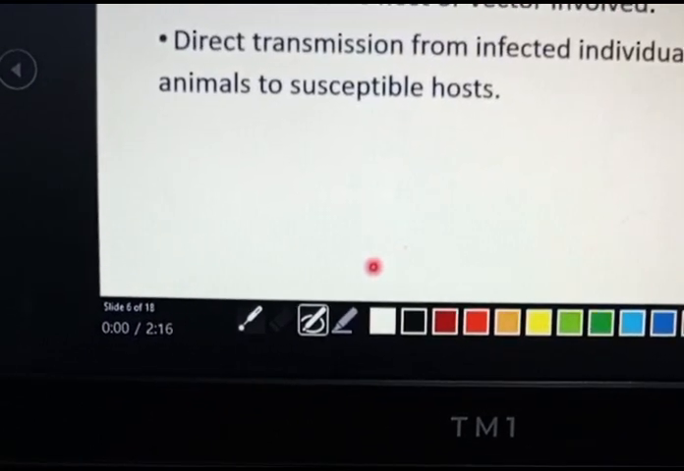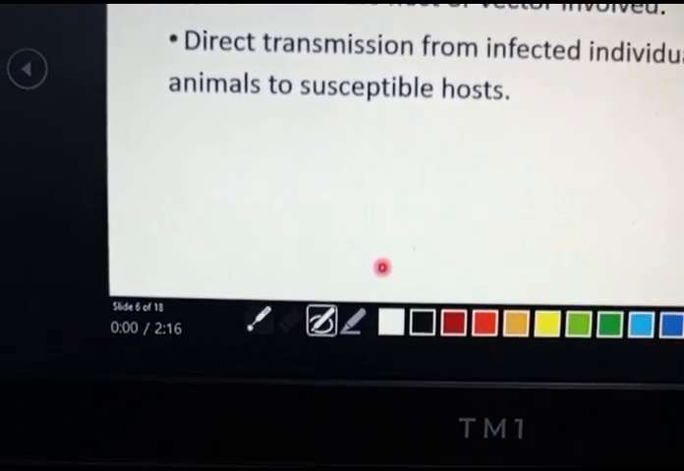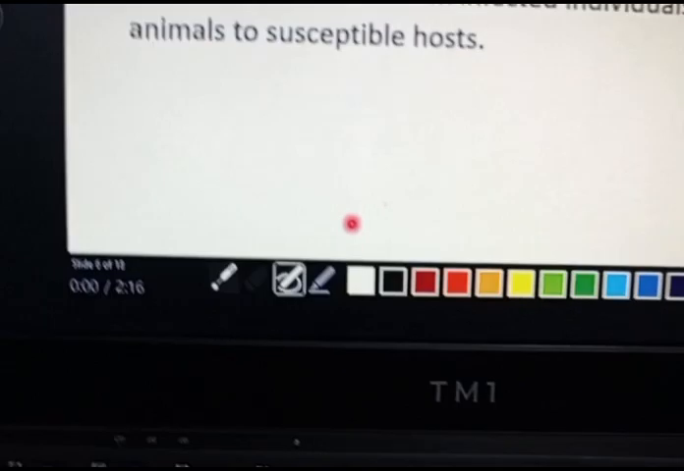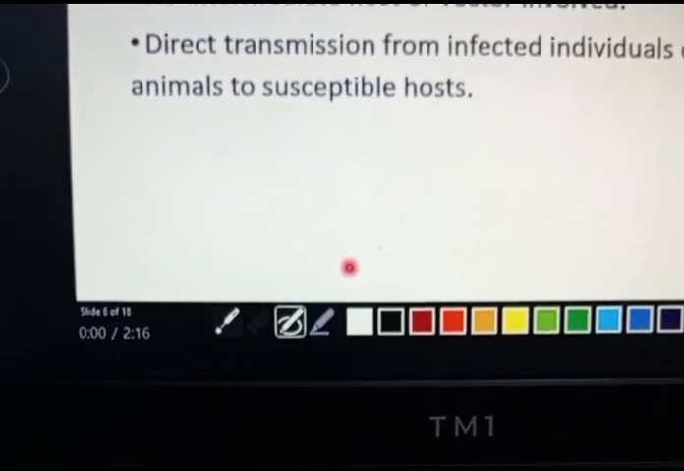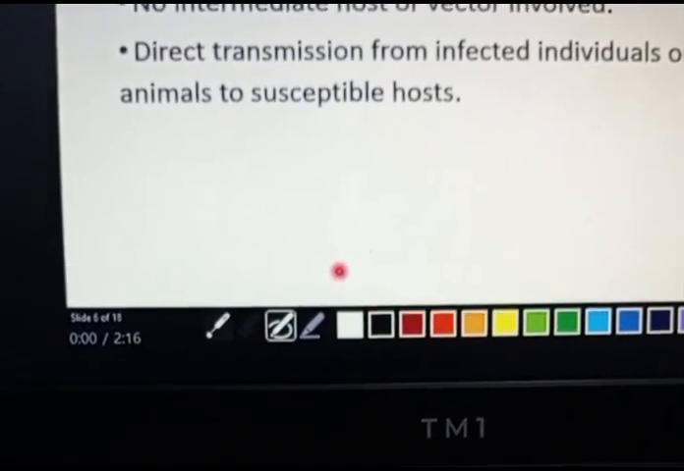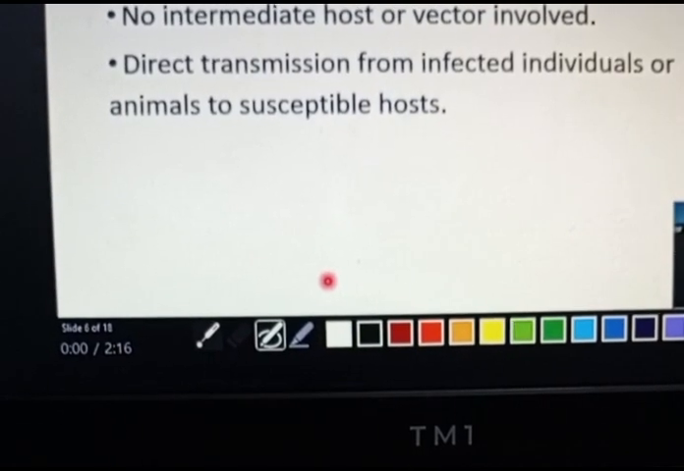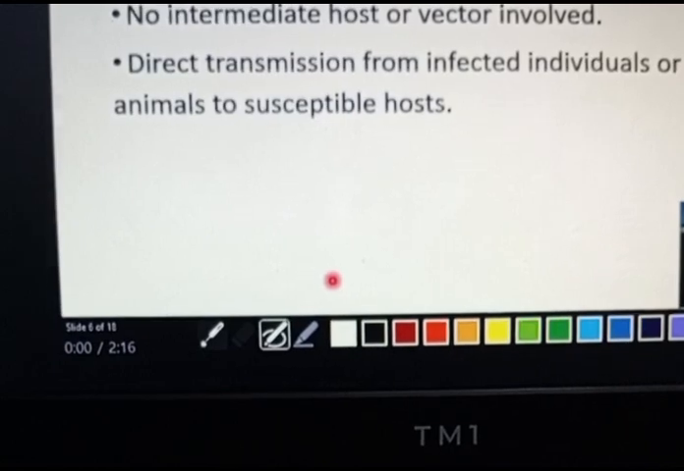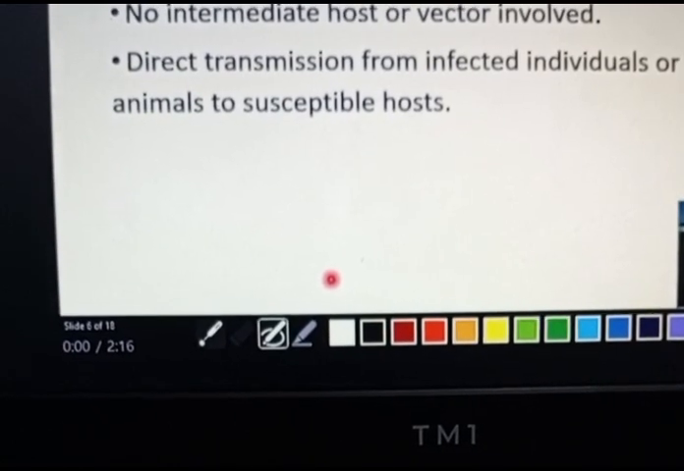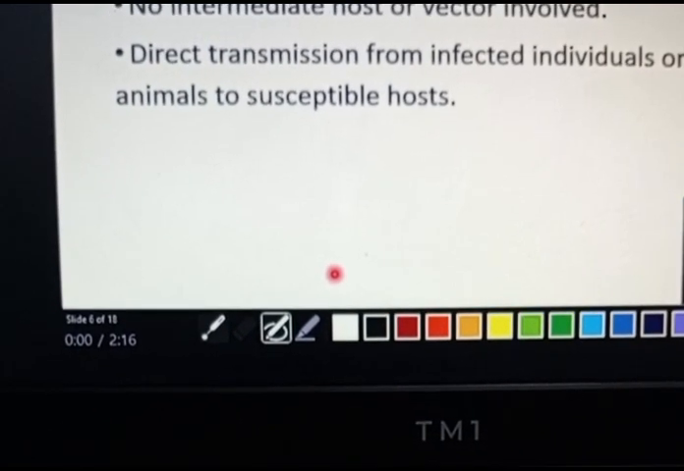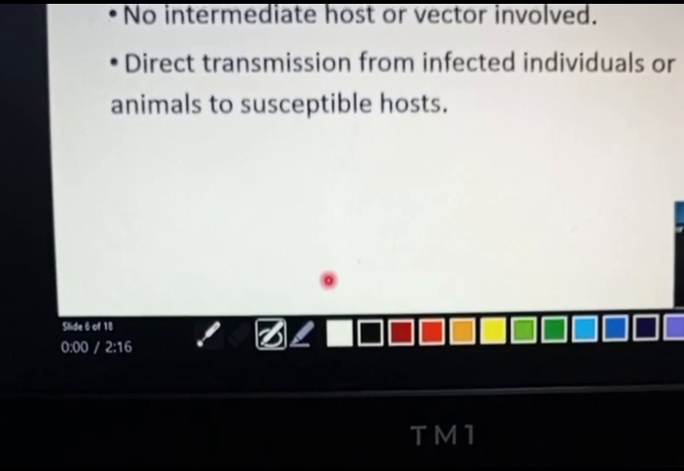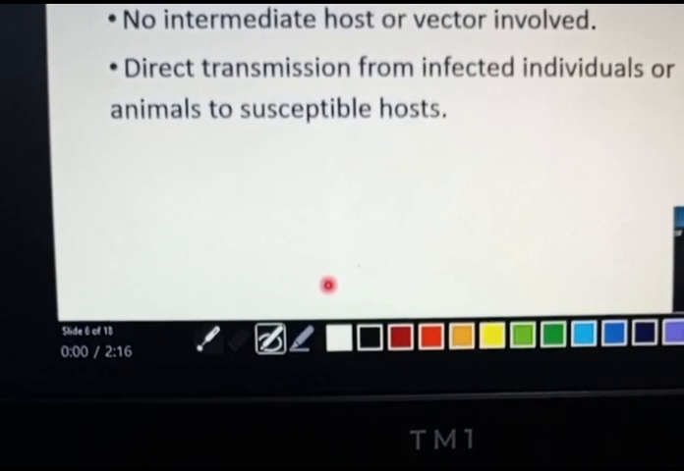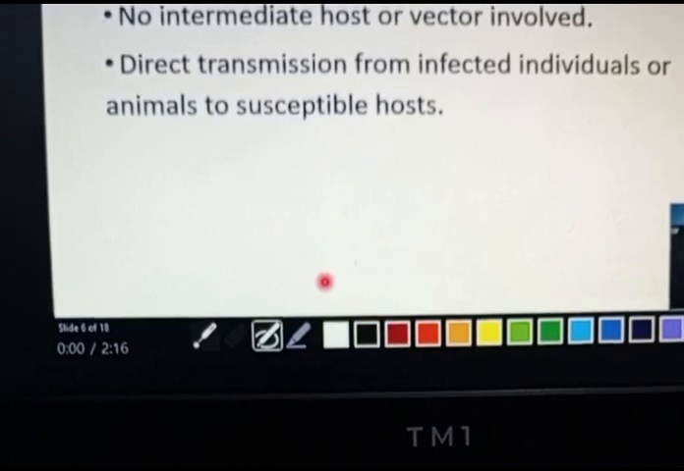Now we look at the vector responsible for transmitting or causing this disease. Mostly what happens in Giardiasis is that there is no intermediate host or vector involved. It does not really have a vector. The disease is transmitted directly from an infected individual or animal to a susceptible host.